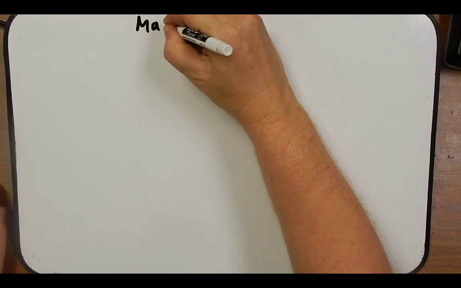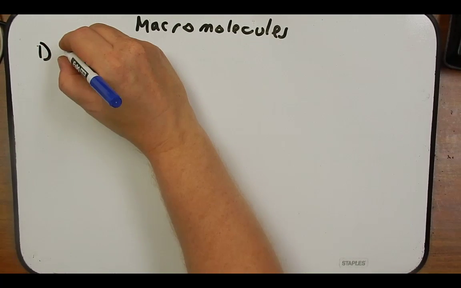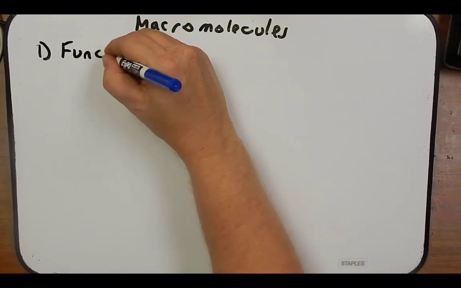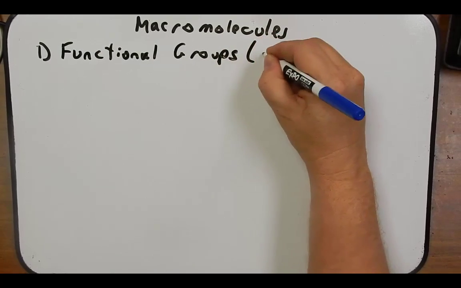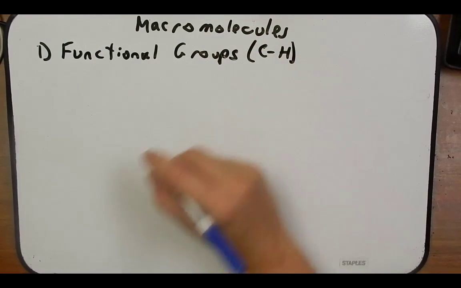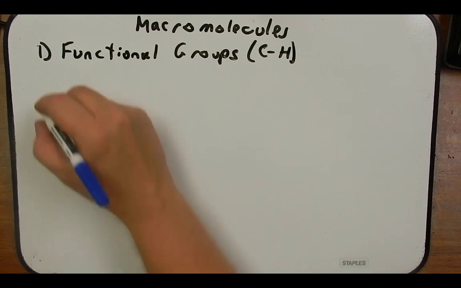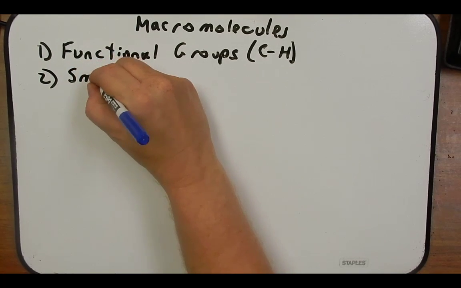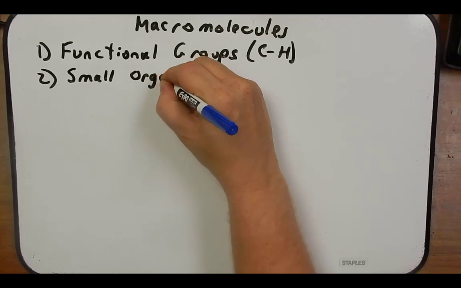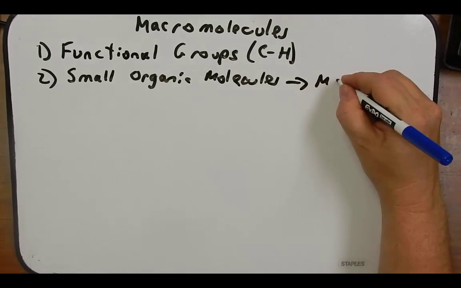Hello and welcome everyone. In this podcast and the next podcast, we're going to talk about macromolecules. As we begin this discussion of macromolecules, it'll be important for us to first talk about functional groups. And in that discussion, we're going to want to talk about hydrocarbons and how they can form bonds and how they're important in establishing certain functions to certain molecules. We'll then want to talk about how we go from small organic molecules to macromolecules.